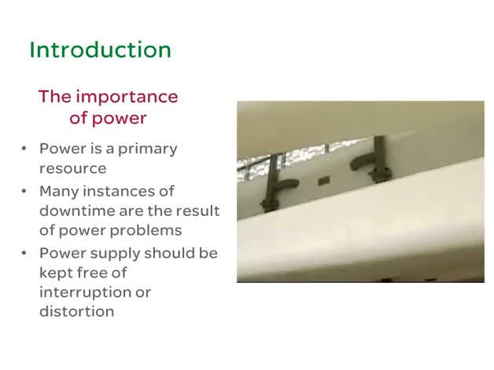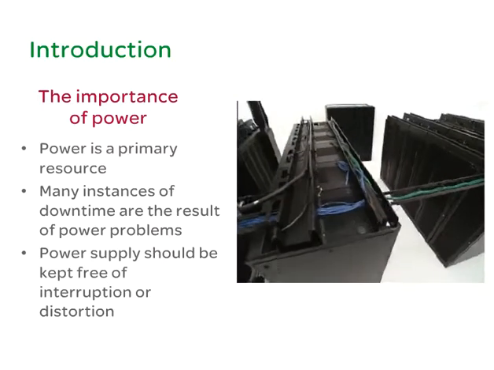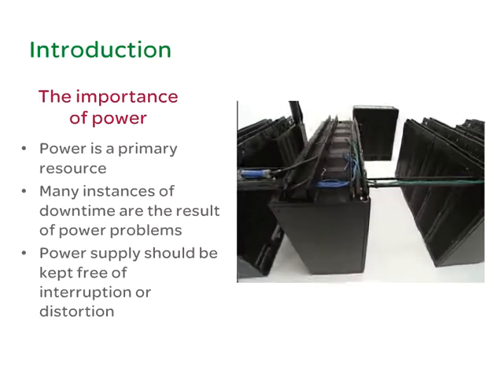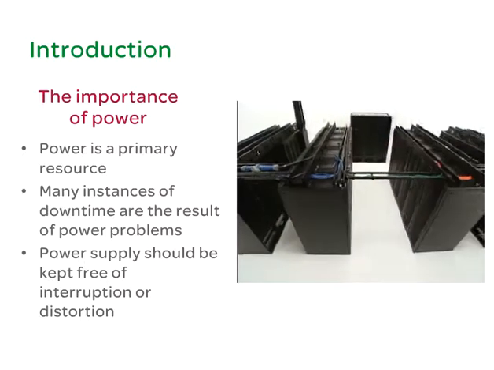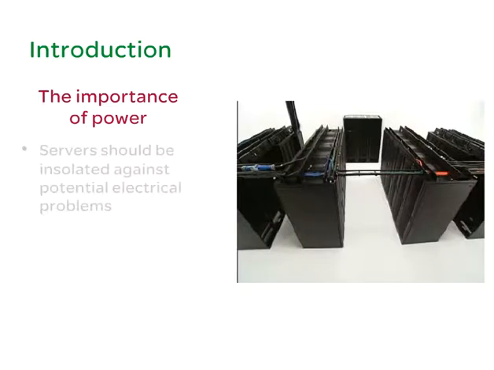Across all business sectors, an estimated $104 billion to $164 billion per year are lost due to power disruptions, with another $15 billion to $24 billion per year in losses attributed to secondary power quality problems. It is imperative that servers are isolated from utility power failures, surges, and other potential electrical problems.